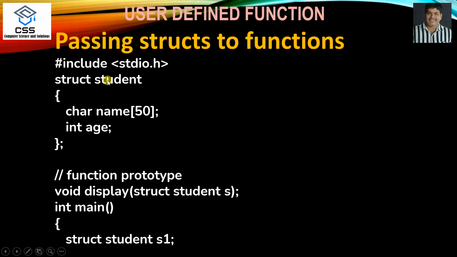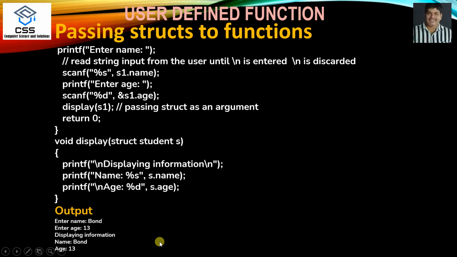We declare a structure stud, with two elements of record type, name and age declared. Now I declare a user defined function display which carries the structure name struct and the structure variable name. The declaration is made. For interacting with the structure, we need a structure variable. Structure name student, S1 is the structure variable. Now I want to store the values S1.name, S1.age.